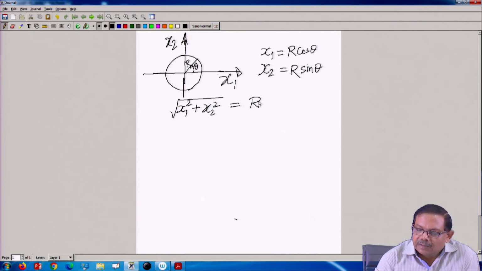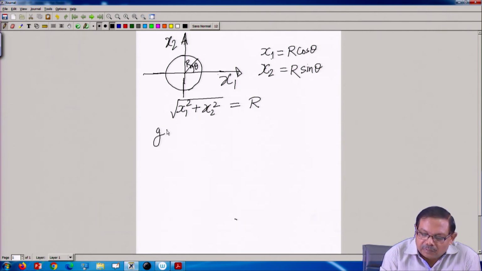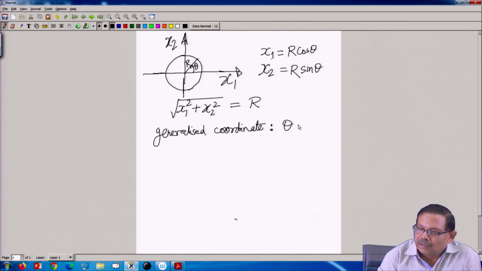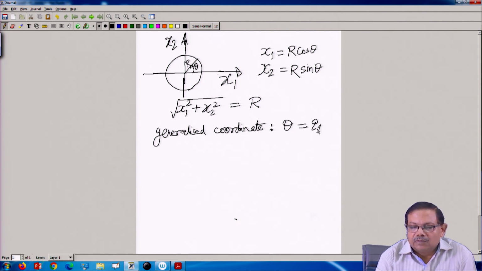So, this is my constraint. Now, in generalized coordinates we have only one, a generalized coordinate which is theta, which I will call q1, right. So, this is a case of a holonomic one.